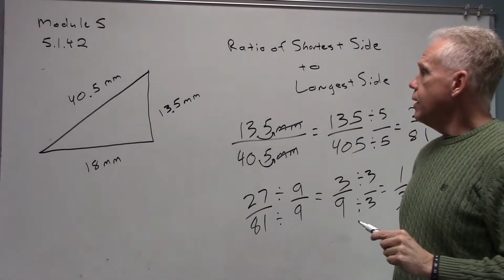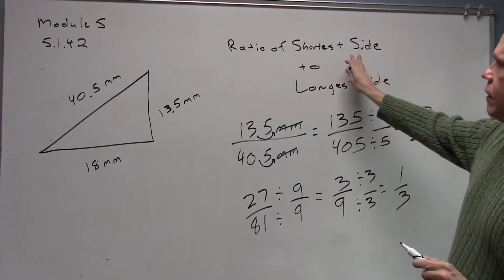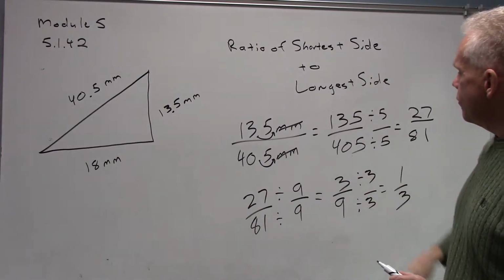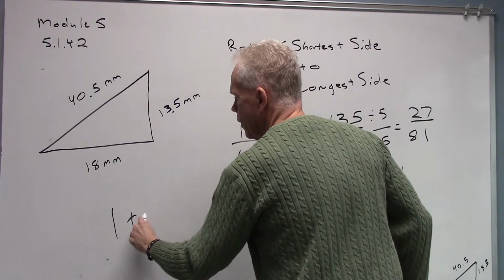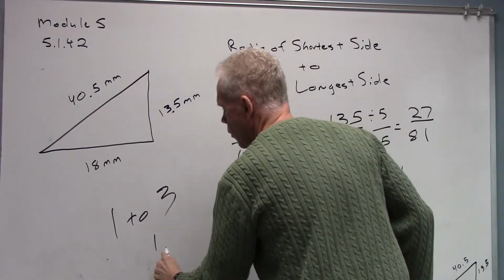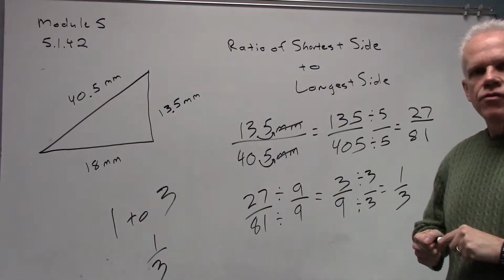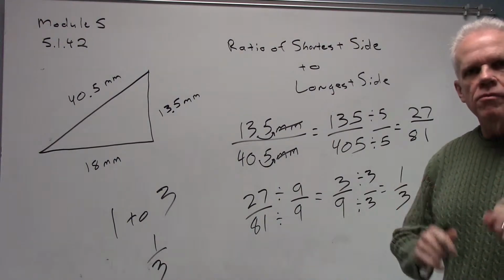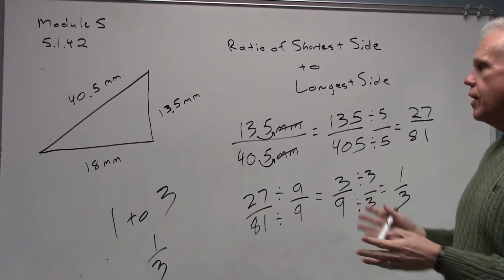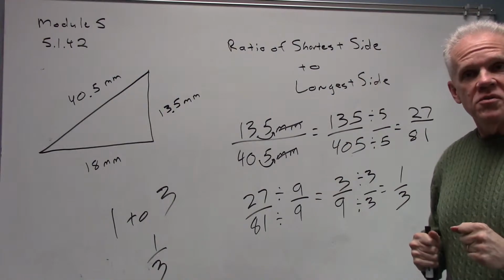So in the end, the ratio of the shortest side of our triangle to the longest side of our triangle is a 1 to 3 ratio, or 1/3. That's the way we would express our answer. I hope that's helpful to you, gives you some information on ratios, as well as shows you how to work this particular problem.